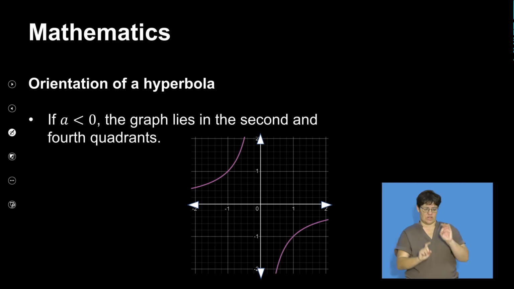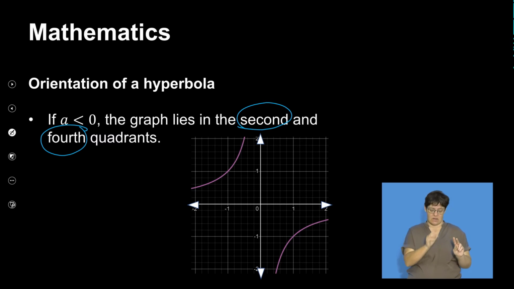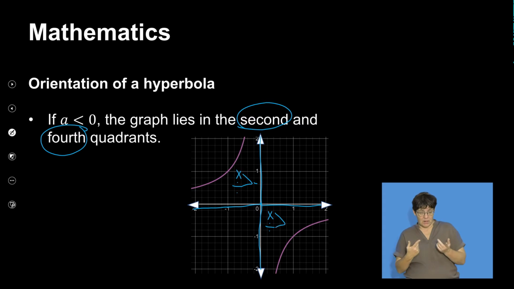But if a is less than 0, which means negative, the graph will then lie in the second quadrant and the fourth quadrant. And the reason is still the same, the fact that the y values here are positive and the x values there are negative. So multiplying them or dividing them, which has the same effect, will result in a negative answer. Similarly with the fourth quadrant, I have positive x values, I have negative y values. If you multiply or divide them, it will definitely give you a negative, which has the same effect.